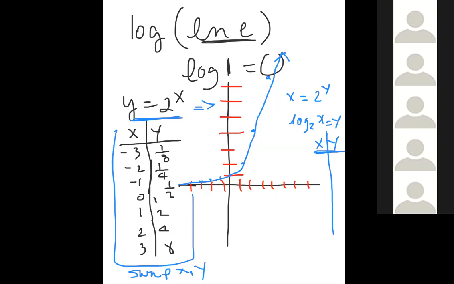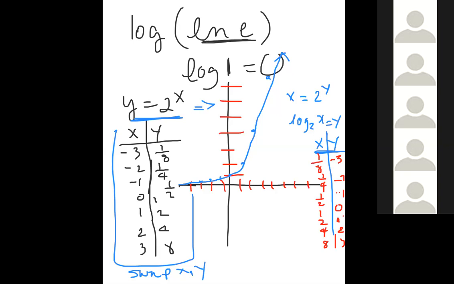Now, when you swap x and y, this table is going to become 1/8, negative 3. Then you've got the coordinate point 1/4, negative 2. And then 1/2, negative 1. Furthermore, you've got 1, 0; 2, 1; 4, 2; and then finally you have 8, 3. Now we're gonna take these points and plot them on the XY plane, okay?